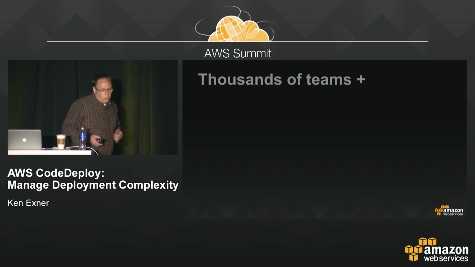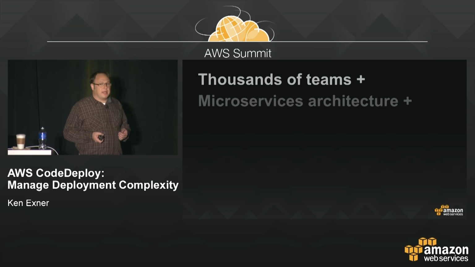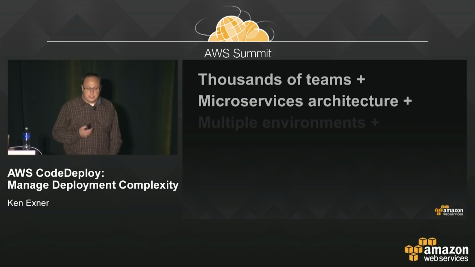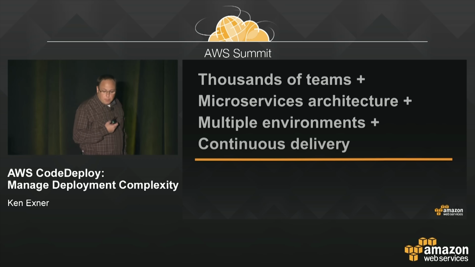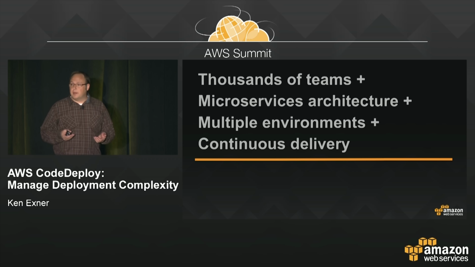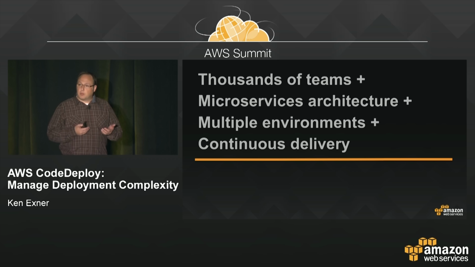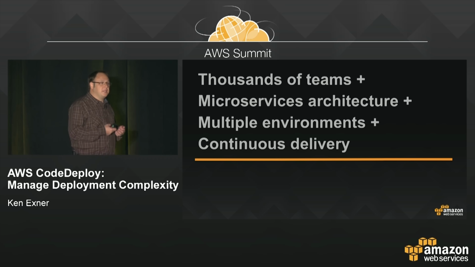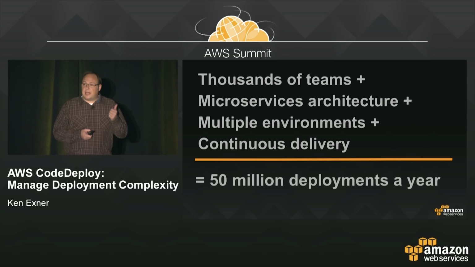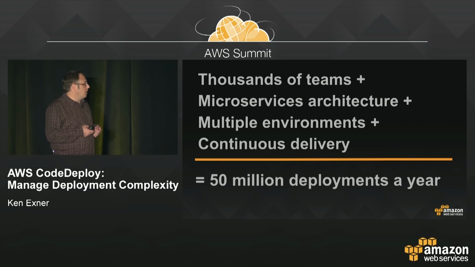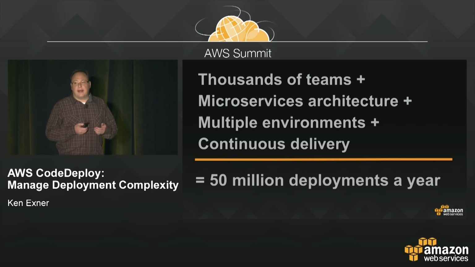All right, so what happens when you have thousands of teams at Amazon, all moving towards these microservices or primitive style architecture, having multiple environments, so different production environments, different pre-production environments, practicing continuous delivery? You get a ridiculous number of deployments. Last year at Amazon, we did over 50 million deployments just inside of Amazon. These are just the teams at Amazon. 50 million deployments through Apollo. Pretty astounding number. That's a deployment and a half every second.